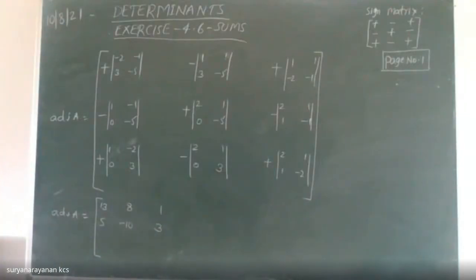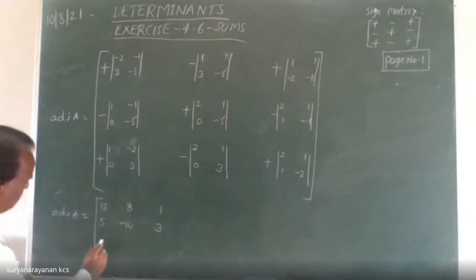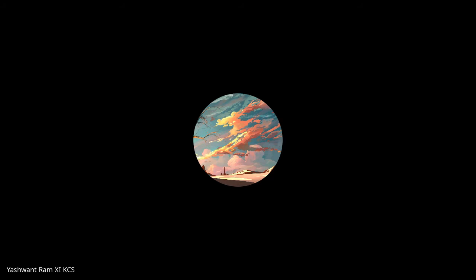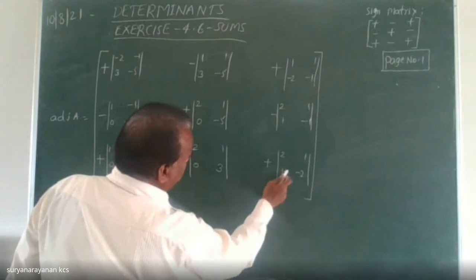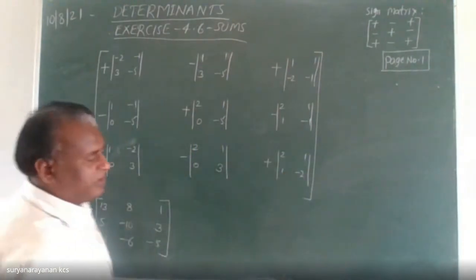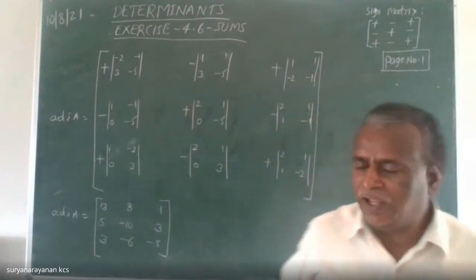Cofactors. Next to 3. 3. Here 6. Minus 6, sir. Minus 6. Minus here, 5. Minus 4. Minus 1. Minus 5. See here, we found adjoint A.